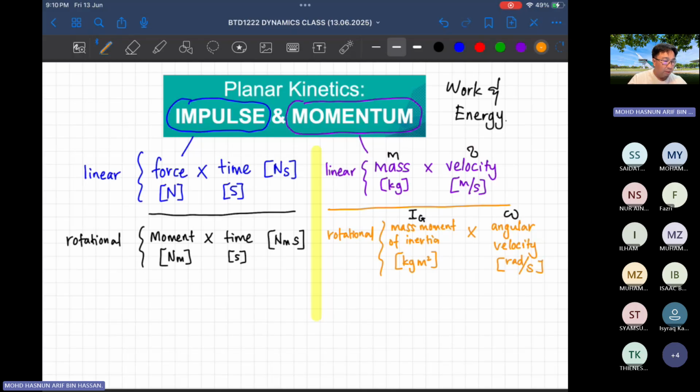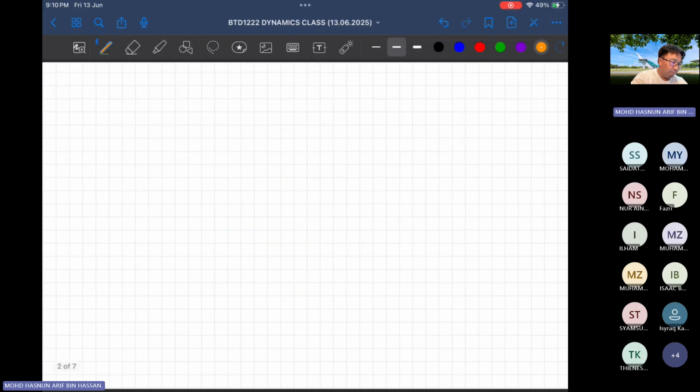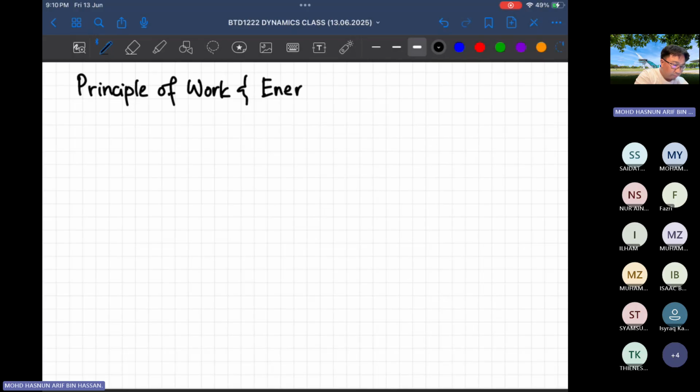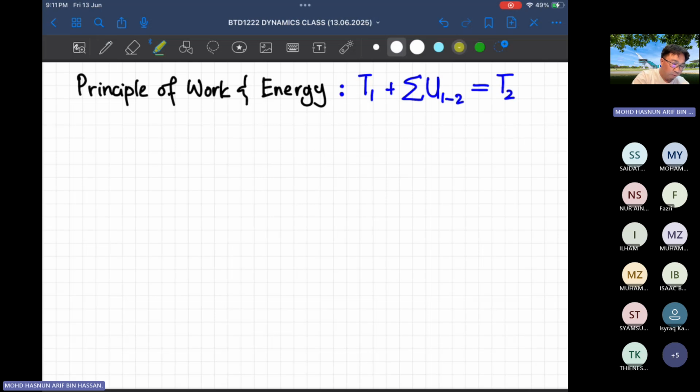Now, similar to work and energy, previously we have the principle of work and energy that we have been using in the class. This states that T1, the initial kinetic energy, plus the total work done to move from position 1 to position 2, total U from 1 to 2, is equal to the final kinetic energy at position number 2. So this is the principle of work and energy.